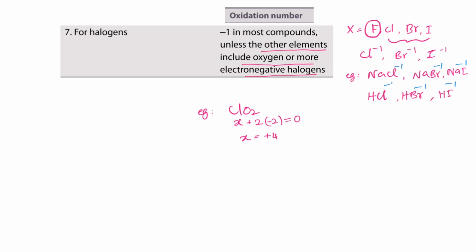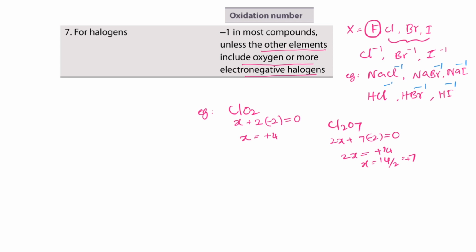For example, another one: Cl2O7. This is also one more example. Then 2x plus 7 into minus 2 is equal to 0. Then 2x is equal to minus 14, and x, moving the minus to the right side, is 14 by 2, that equals 7. So the positive oxidation state is plus 7.